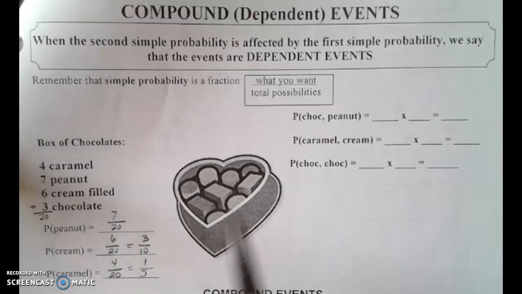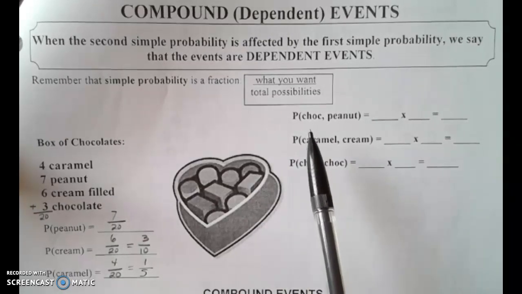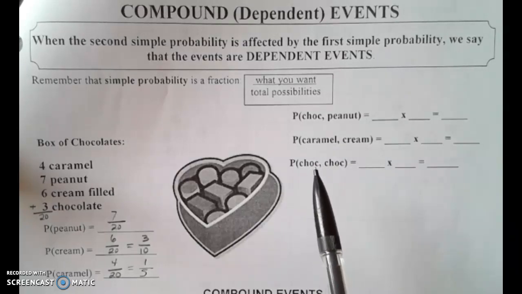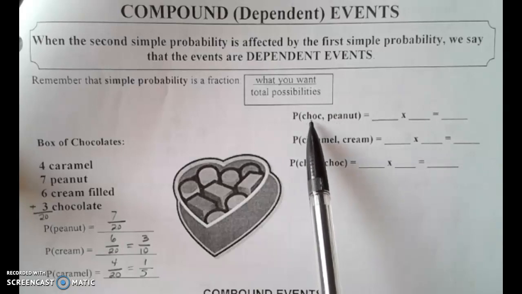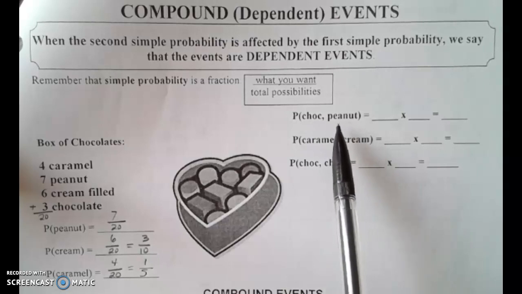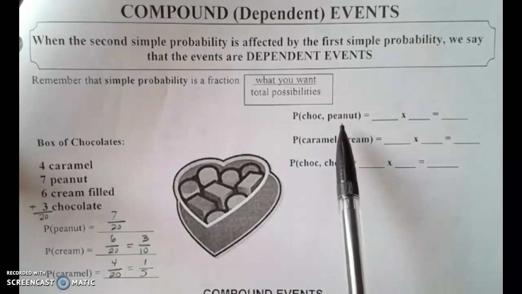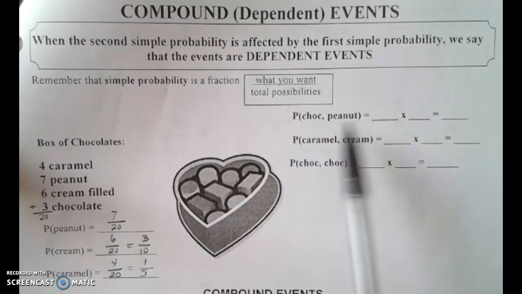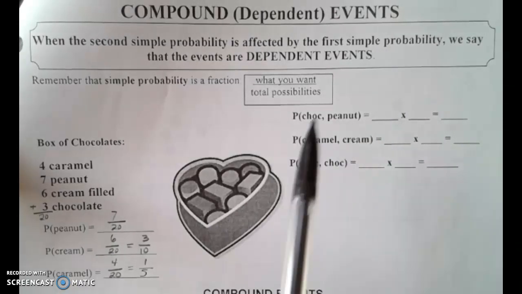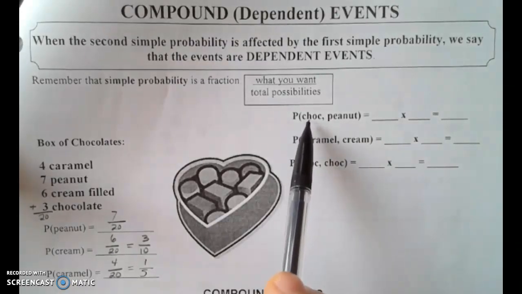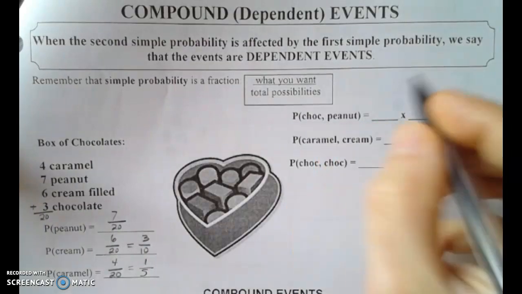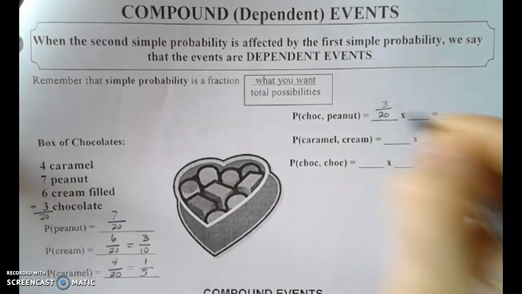We're going to change it now by taking more than one candy. We're going to take 2 candies this time, making this a compound event. In the first example, we're going to find the probability of getting a chocolate candy followed by a peanut candy. And when we do these types of problems, to find the compound probability, we're first going to find the simple probabilities, and then we're going to multiply them at the end to get that total compound probability. So let's start by finding the probability of a chocolate candy. Looking at my list here, 3 of them are chocolate, and there's 20 total candies, so the probability of a chocolate candy is 3 out of 20.